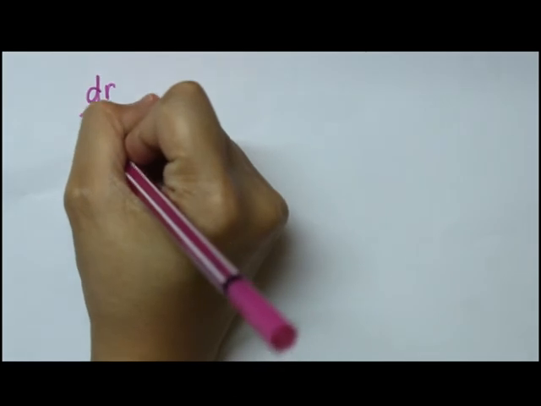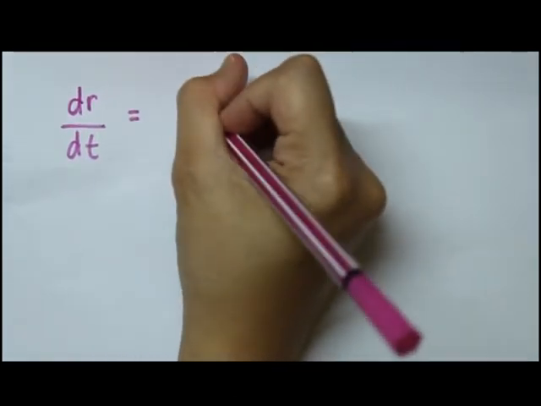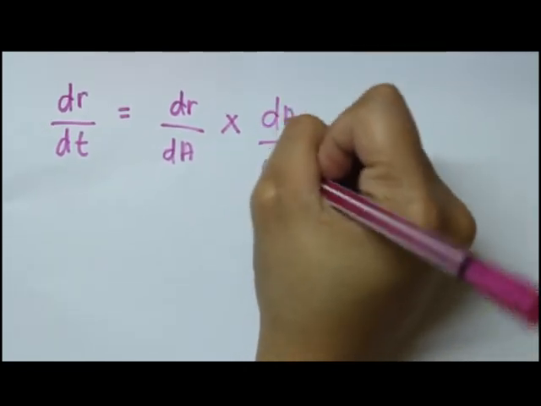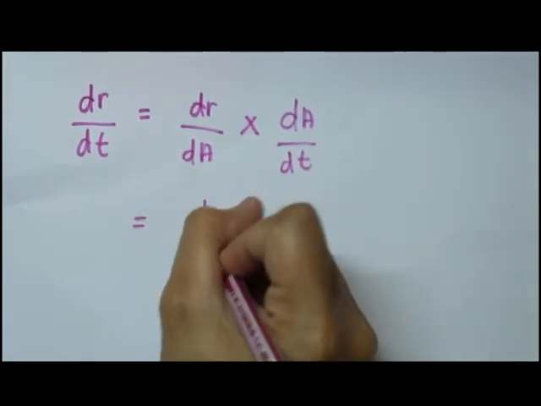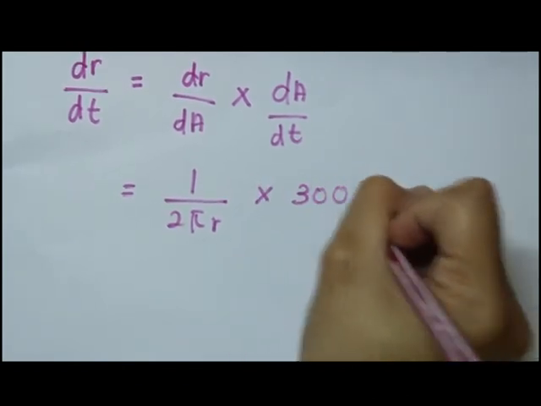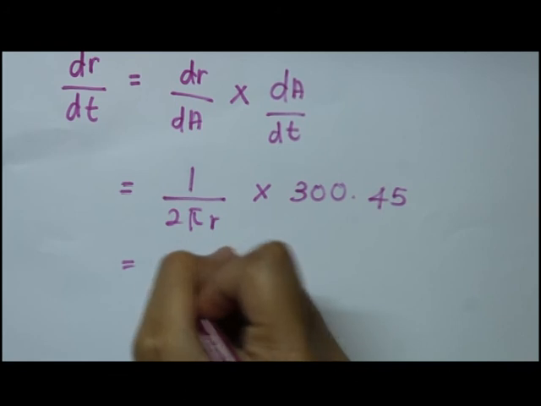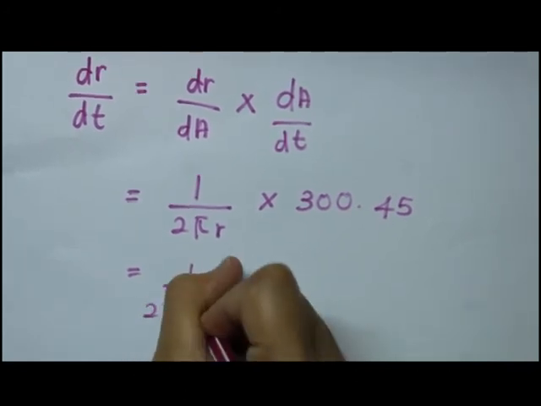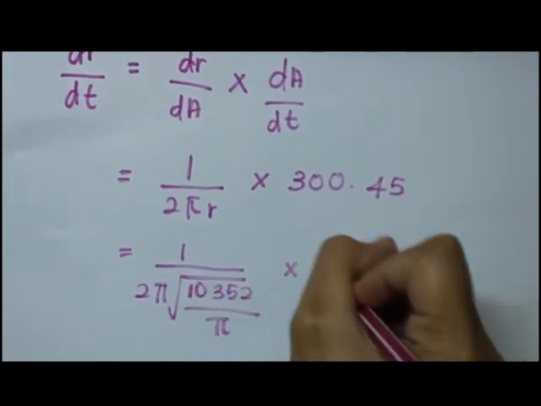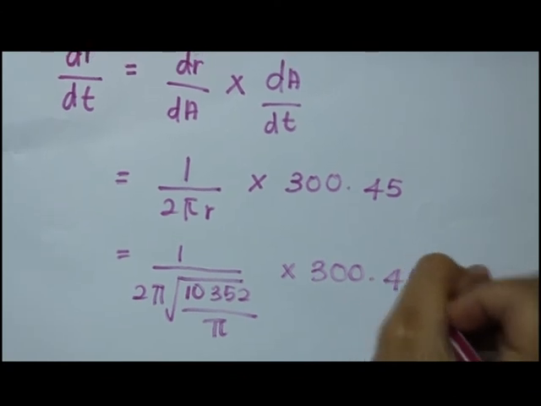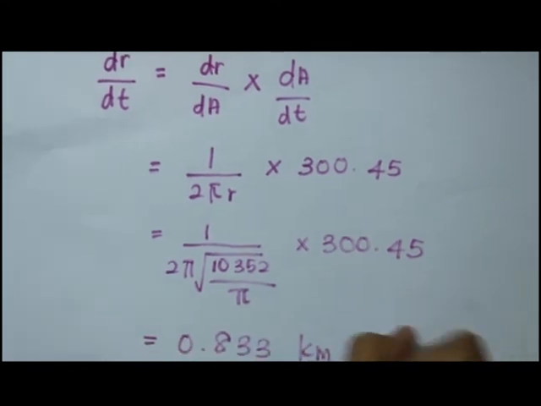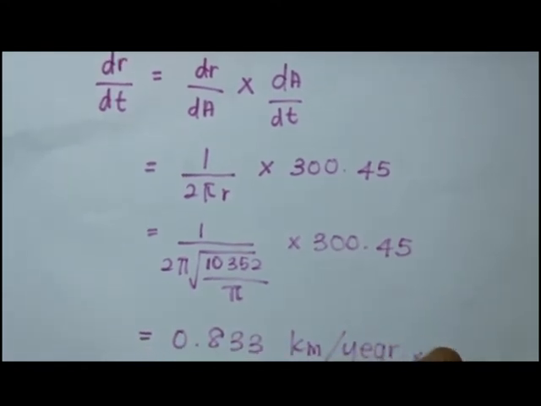Based on the equation, we want to find the dr/dt. So the formula is dr/dt equal to dr/dA times dA/dt. dr/dA is what we have calculated, and times with 300.45. So we substitute the value of r, and the answer is 0.833 km per year. And the last answer is the decreasing radius of the habitats is 0.833 km per year.